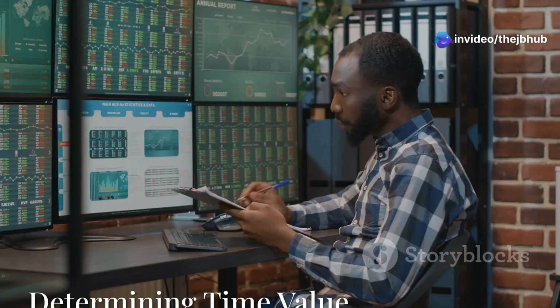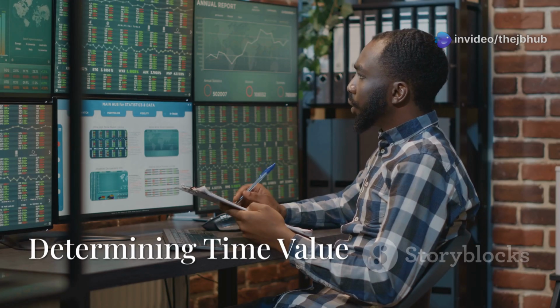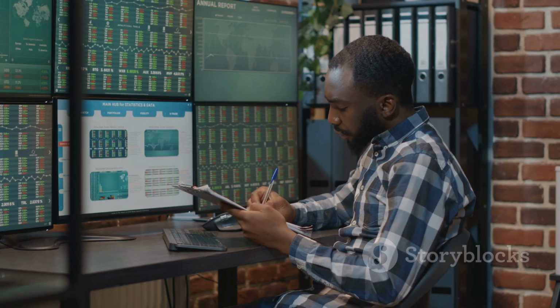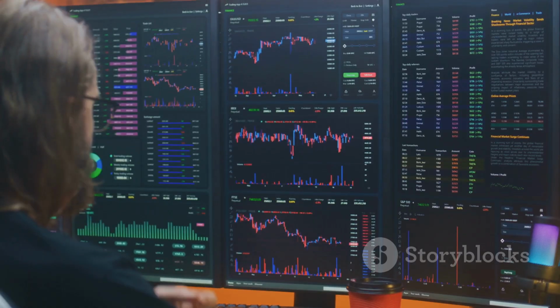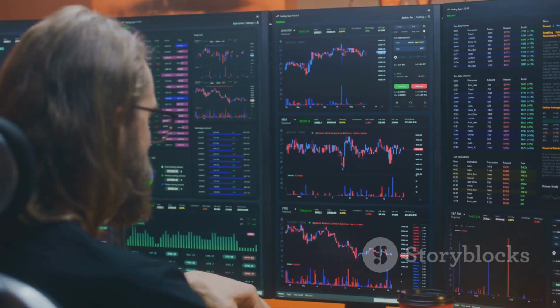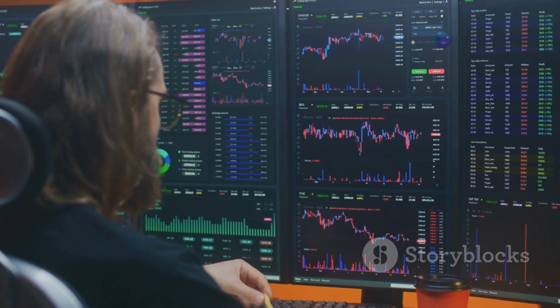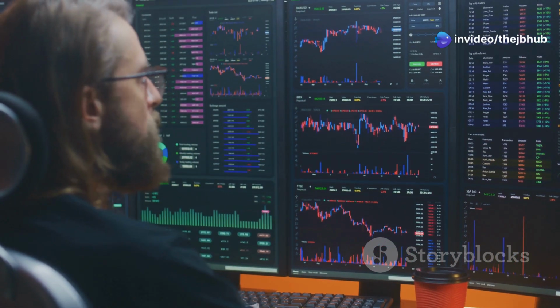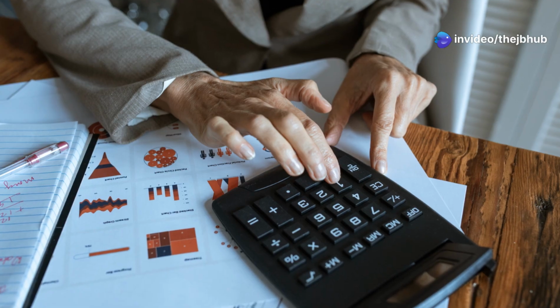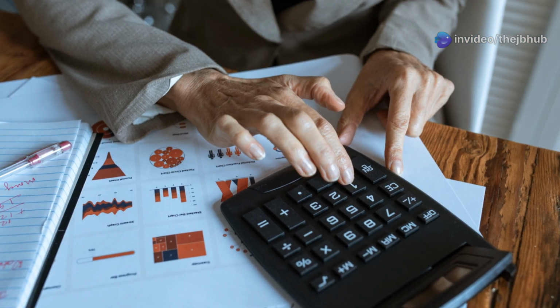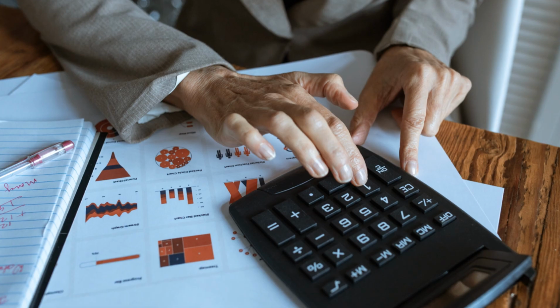Determining time value. Since only in-the-money options have intrinsic value, any premium associated with at or out-of-the-money options will consist solely of time value. For in-the-money options, the time value may be determined by simply subtracting the intrinsic value from the premium.